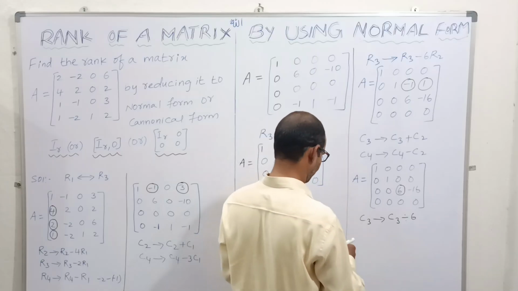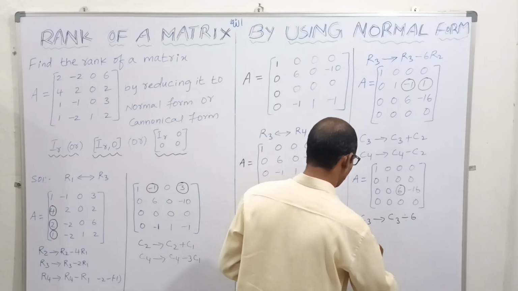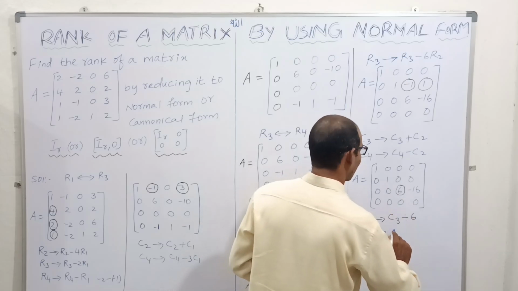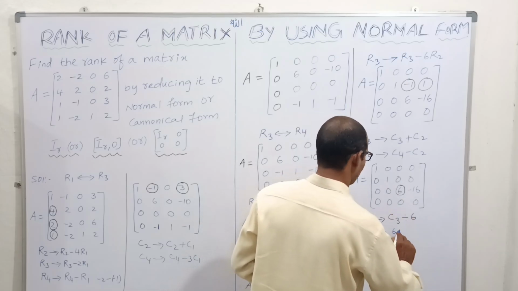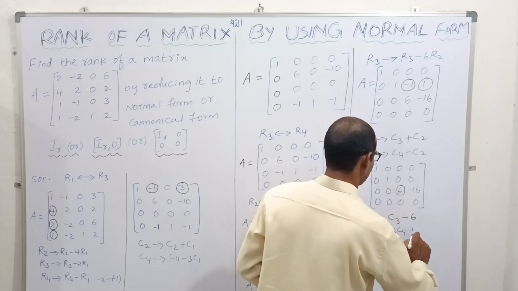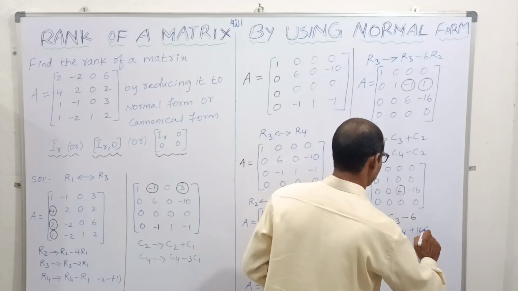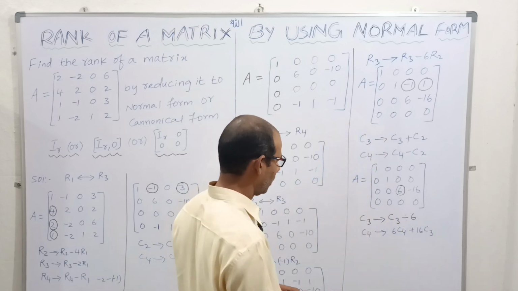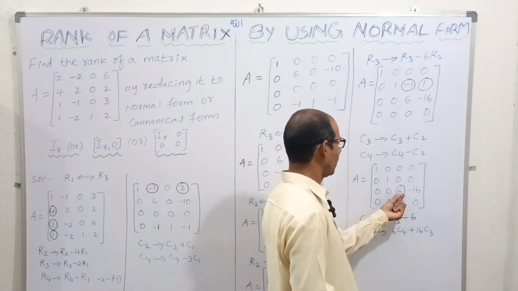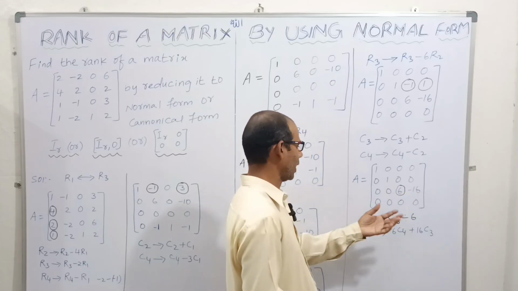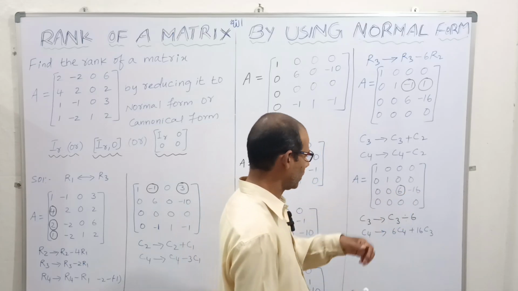So what I will do, C4 is changed as 6C4 plus 16C3, right? So I'll multiply this number with 16 and multiply this number with 6, and they are of opposite signs. We can add them so that it becomes 0.